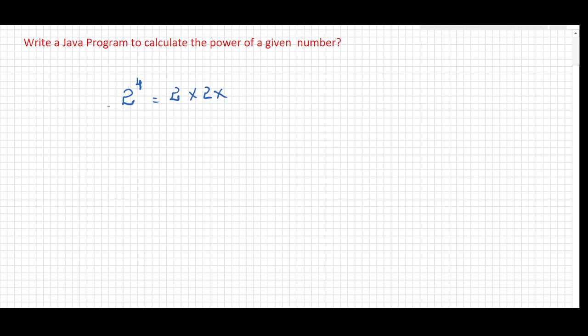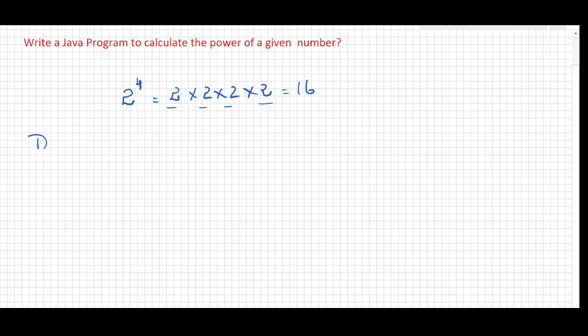2 into 2 into 2 into 2. Right? The output is going to be 16. So this is how we can approach this problem mathematically. But what if I want to use the Java programming language to solve the same problem? Right? In this case, if you observe, the code is getting executed repeatedly.